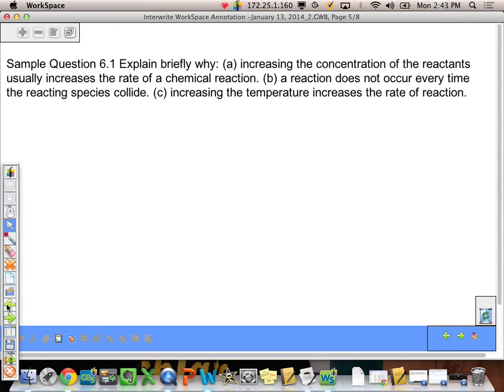Sample question 6.1 asks us to explain briefly why A, increasing the concentration of the reactants usually increases the rate of a chemical reaction. Well, that is because more reactants are present, and therefore there will be more collisions. If there are more collisions, those collisions are more likely to collide with the proper orientation as well as energy for a reaction to occur.